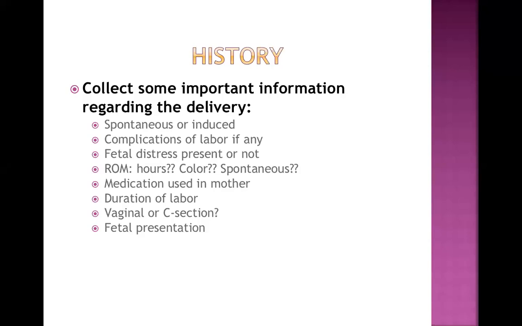If during the checking or examination, it is clearly mentioned what the fetal heart rate is, you just follow that, and if there is something wrong, they will quickly deliver the baby either by cesarean section or by instrumental delivery. ROM is rupture of membrane. So how many hours before have the membranes ruptured? What is the color of the amniotic fluid, and is it spontaneous or artificial? So these are the important questions.